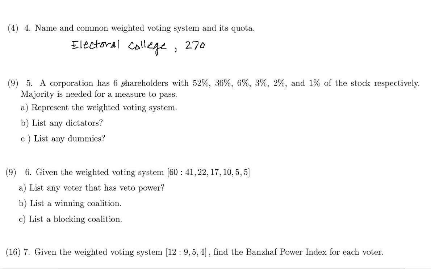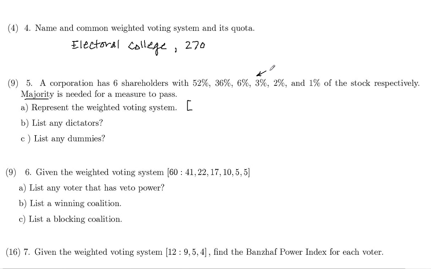Okay, more of the weighted voting systems here. You got a corporation with 6 shareholders, and they own 52%, 36%, 6, 3, 2, and 1% of stock respectively. You got a majority that's needed to win or pass a measure. So represent the voting system. So you put the quota first, and majority is the quota. So 52 and 36, I think these add up to 100. 52 plus 36 plus 6 plus 3 plus 2 plus 1 is 100. Yeah, so these total up to 100. So majority here is going to be 51.